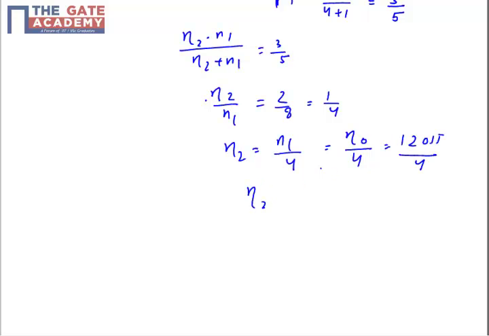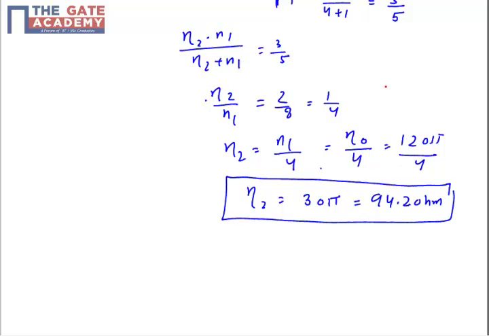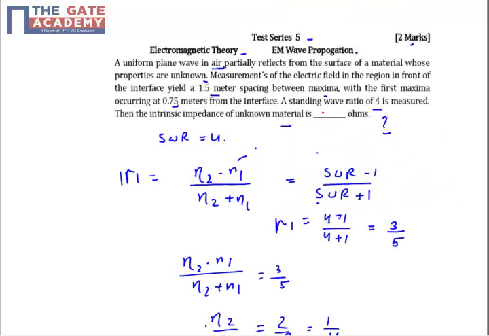So my η2 will be nothing but 30π, which, if you put the value of π as 3.14, will equal 94.2 ohm. So the intrinsic impedance of the second material is 94.2 ohm. Okay, thank you.